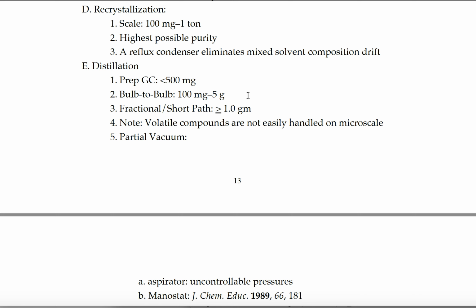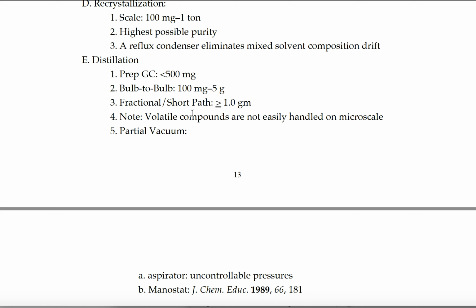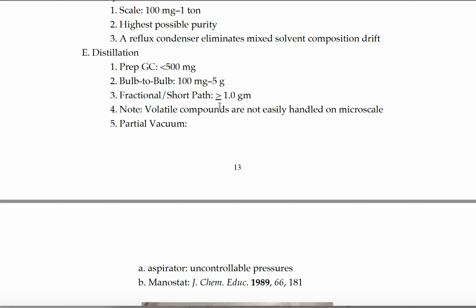But if I got that big, I'd go to short path distillation, which is above a gram or above 5 grams, somewhere in there. And you saw a short path higher up in the notes. Volatile compounds are a bitch to use on microscale. So if you have to work with a volatile, my colleague Barry Carpenter used to make deuterated stuff that you wouldn't want to make. And he had a prep GC. That's why he needed it.